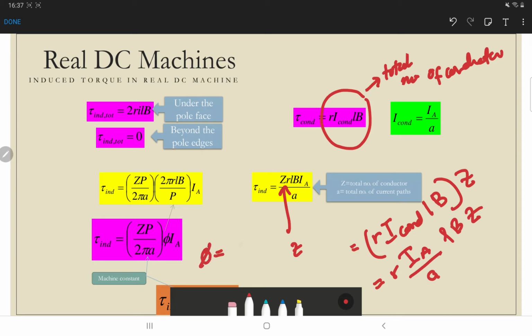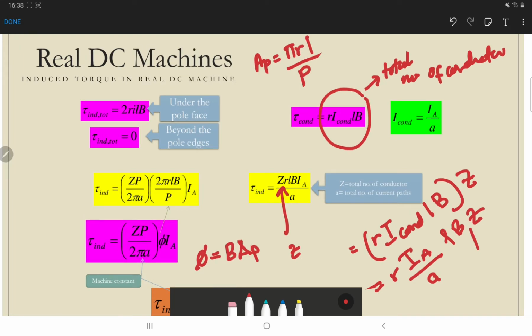To come up with the total flux, we know it must be the magnetic field density times the surface area under the pole. So A_P is basically pi RL, and it will depend on the number of poles that we have. If it is just two poles, then you have 2 pi RL divided by P. If you have 2 poles, then you have pi RL. If you have 4 poles, then you divide by 4, and so on.